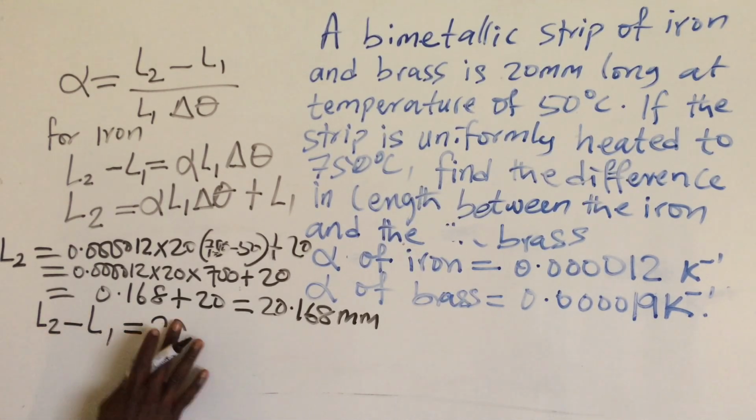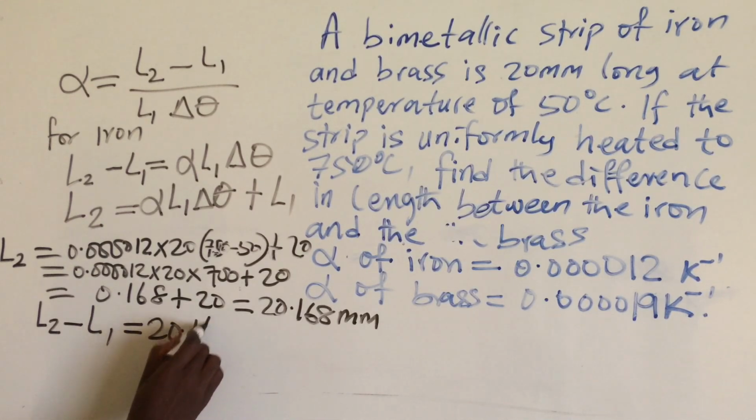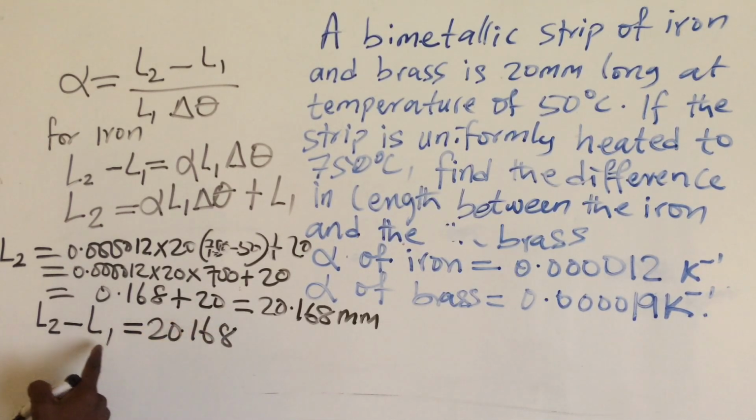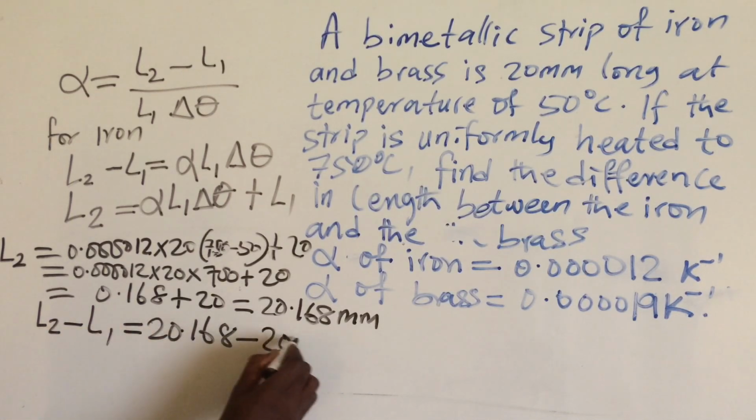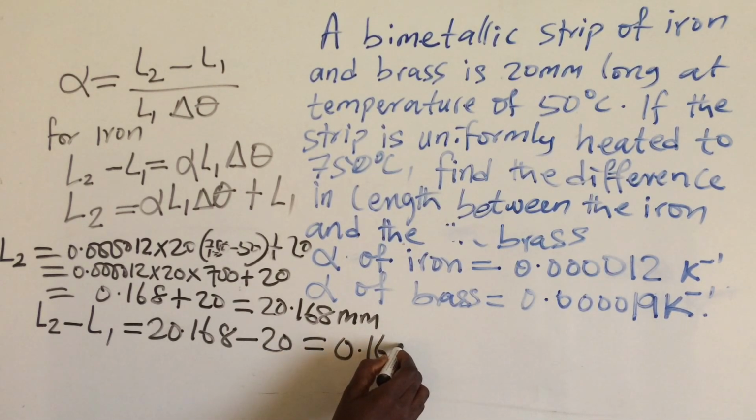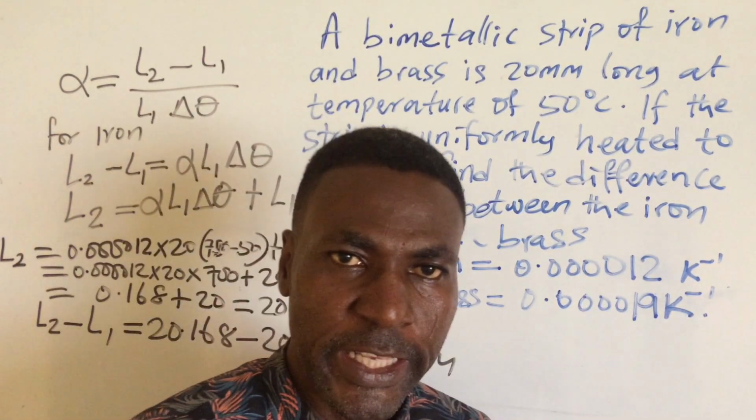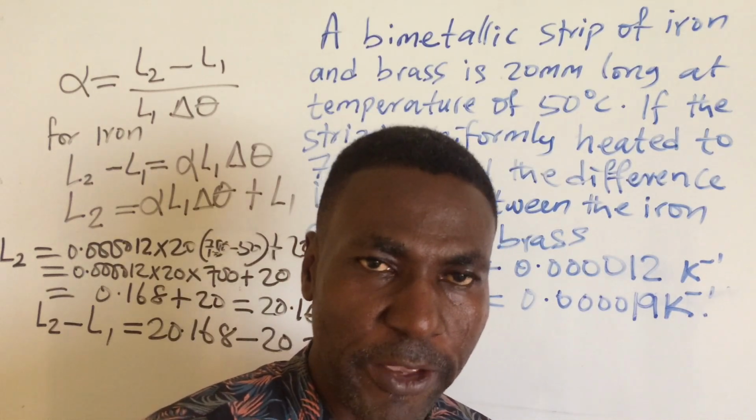20.168 minus L1, 20, which is equal to 0.168 millimeter. That is the increased length of iron. The increased length of iron.